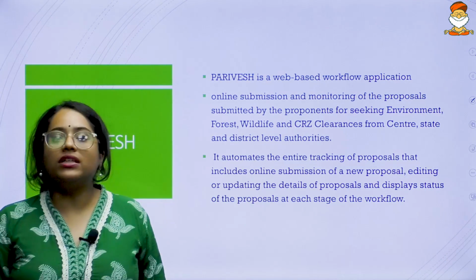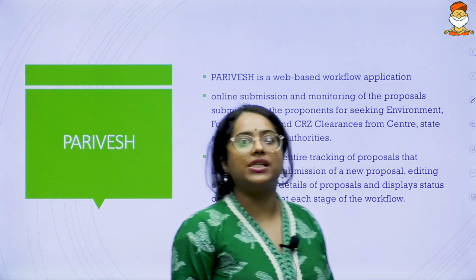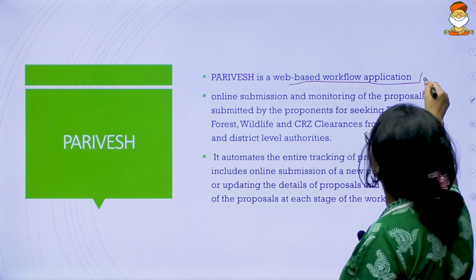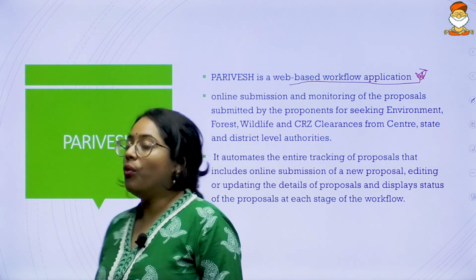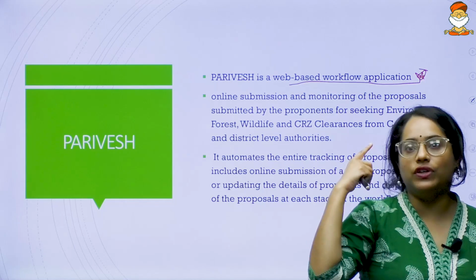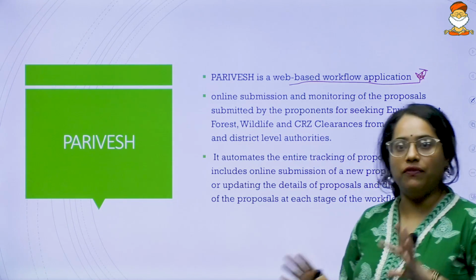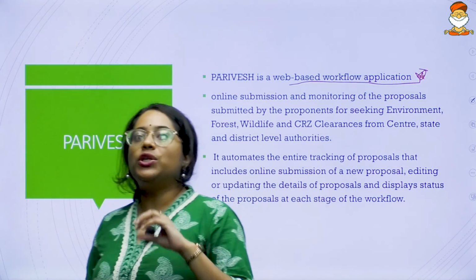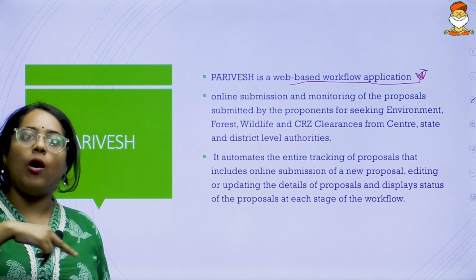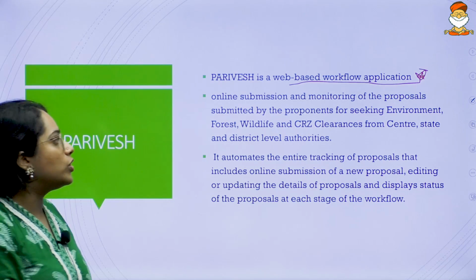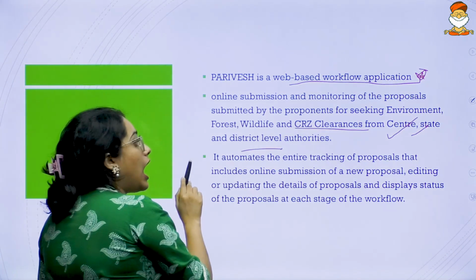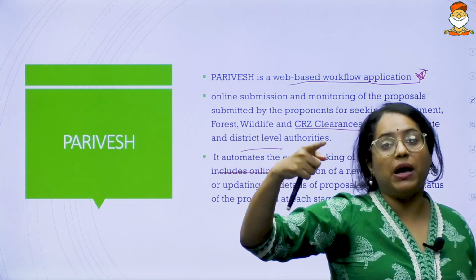The next thing that I want to discuss is an Indian innovation which is there. It's called as Parivesh. Parivesh is actually a web-based workflow application. Whenever you want to apply for any new industry or etc., you have a set of different clearances that you have to get from Environment Ministry. So Parivesh tries to simplify this process, wherein if I'm giving a proposal, it will all be online itself. So I'll know what all clearances I have to get from each level, from center, state and district, and I can also see at what stage my proposals are.